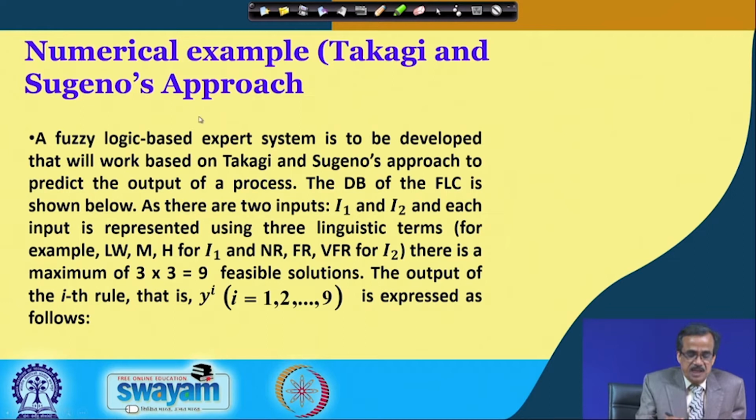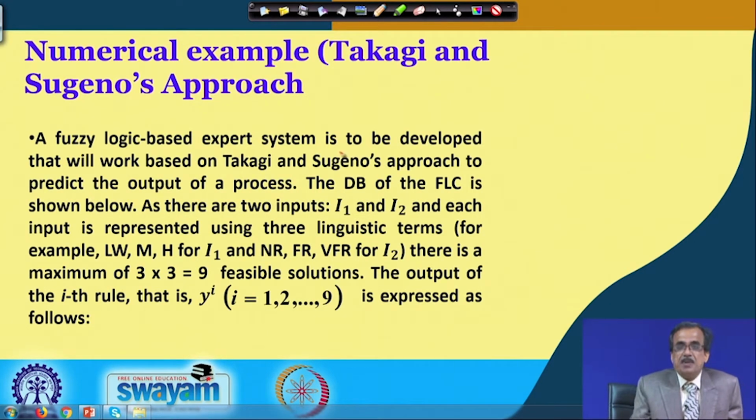Now, the statement is as follows. Say a fuzzy logic based expert system is to be developed that will work based on Takagi and Sugeno's approach to predict the output of a process. Now, the database of the FLC is shown. I am just going to show you the database, that is the membership function distribution of this particular FLC, particularly for the two inputs, because for the output variable there is no such membership function distribution.